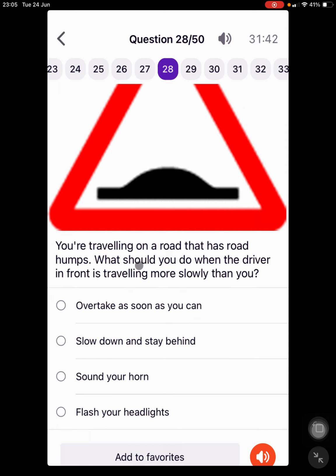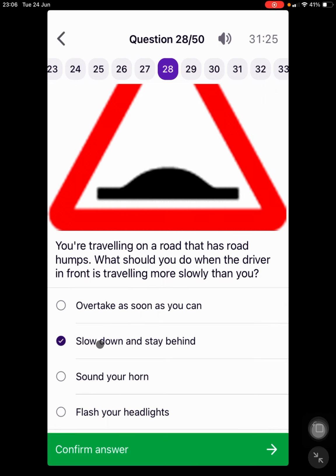Yeah, so whenever there are road humps on the road, what should you do? You should drive very slowly and do not try to overtake on that road, okay? So it means whenever there are road humps on the road, we are not allowed to overtake. So what should we do? Slow down and stay behind, okay? So basically, if a question comes, are you allowed to overtake when there are road humps on the road? The answer will be no.